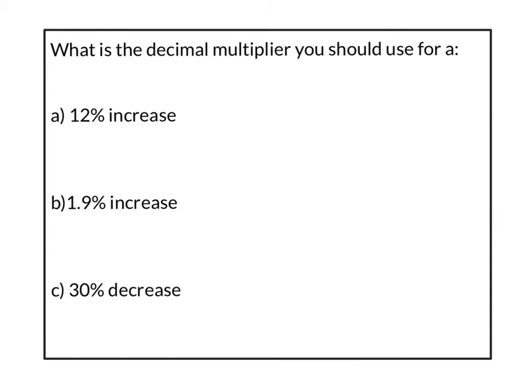What is the decimal multiplier you should use for a 12% increase, a 1.9% increase, and a 30% decrease? So we've already looked at multipliers when we were looking at how to find a percentage of an amount using a calculator. But now we're looking at increases and decreases. So I'm going to do this using a bar. So imagine here, now this red bar is going to be my 100%.